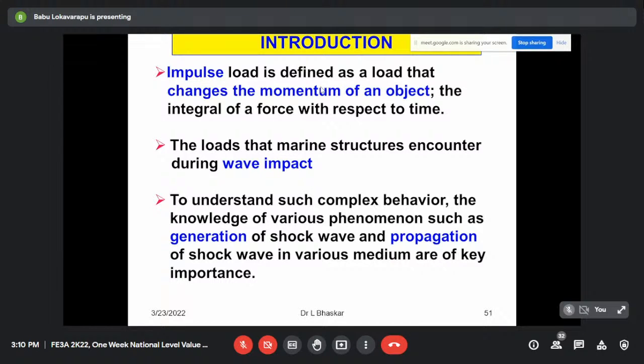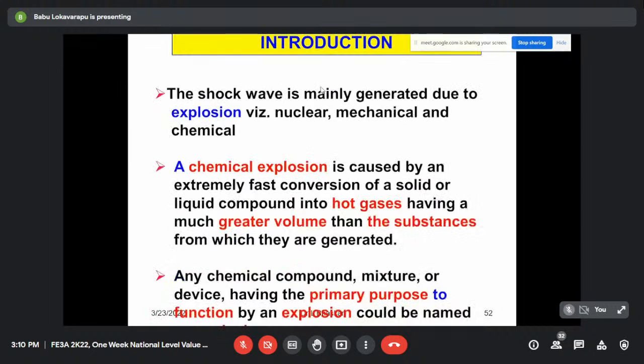To understand such complex behavior, knowledge of phenomena such as the generation of a shock wave, and how it is going to propagate in various media, maybe air, underground or water, is very important. First, initiating the shock, how it is going to propagate, and what the effect of this wave is through its travel. That is what is important here.